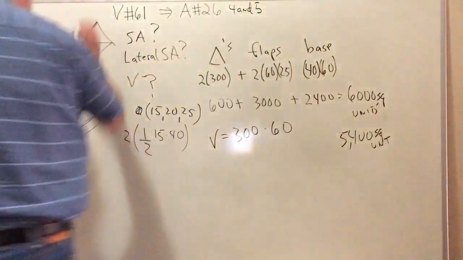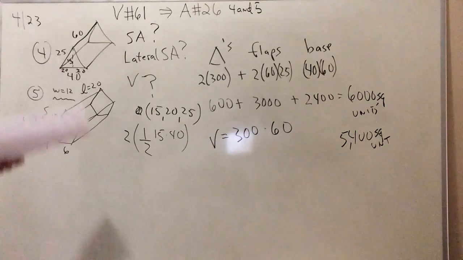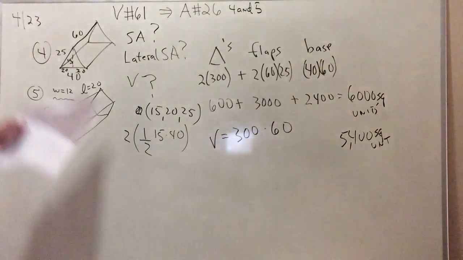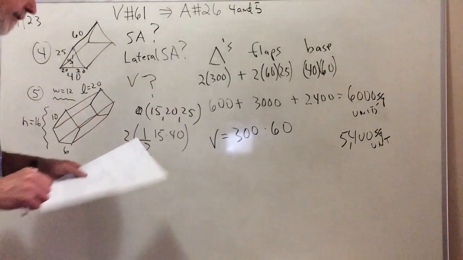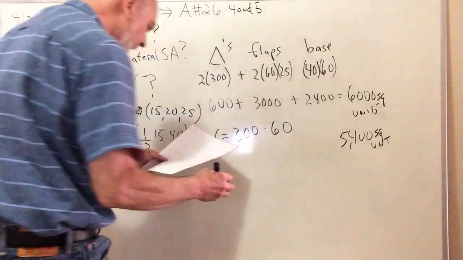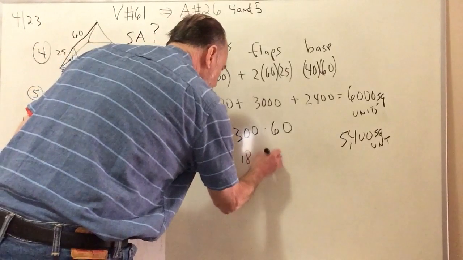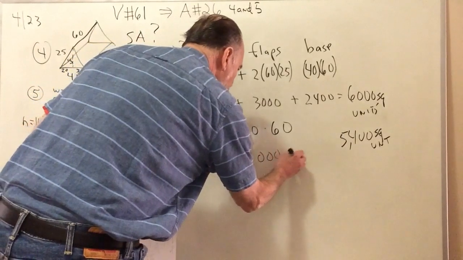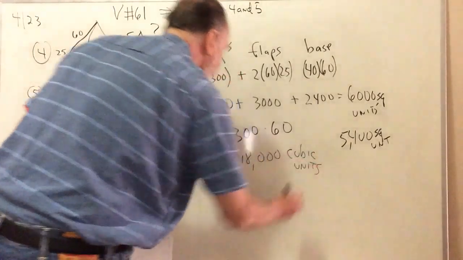It's the base times the length. That's for any rectangular or any kind of prism. You're going to multiply the base times the length. Well, we just did the 300, which is the face. It happens to be a triangle in this case, times the length. And when you do that out, you come up with, let's see, all those zeros here. There are 3 zeros, 18,000 cubic units. Okay? So that took care of that problem.